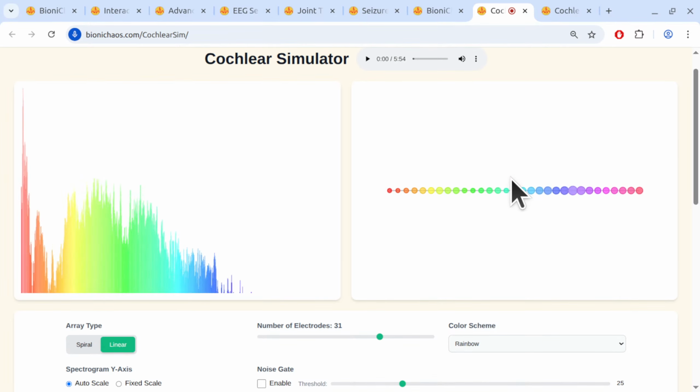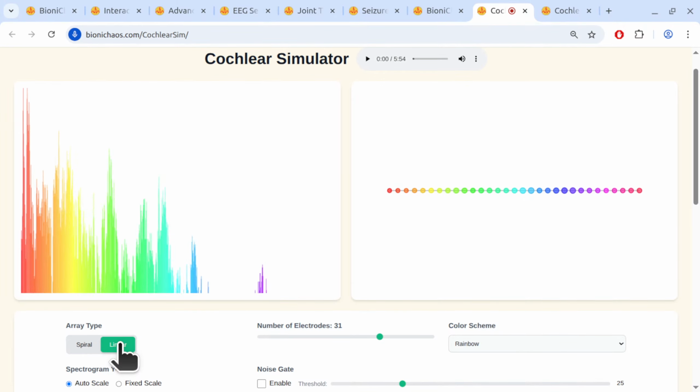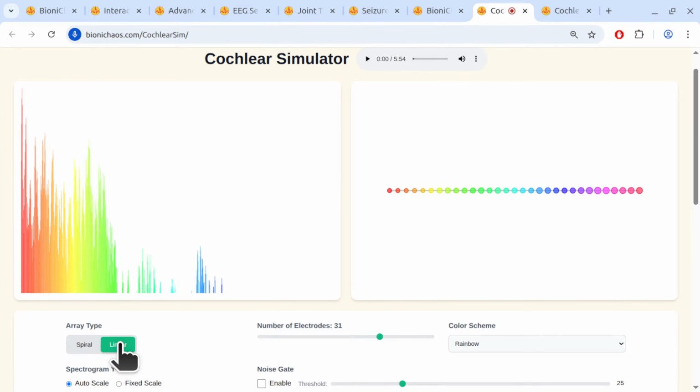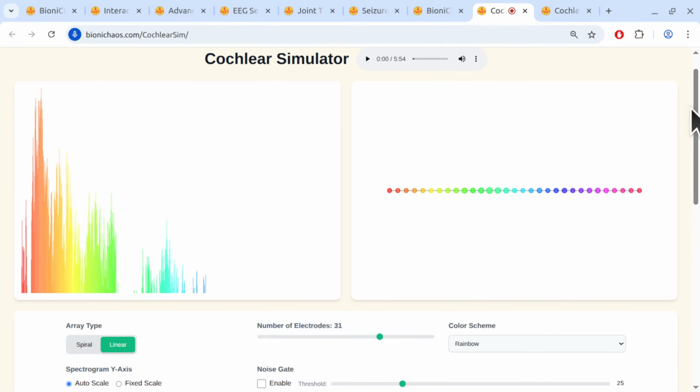The spiral representation mimics the natural shape of the cochlea, where different frequencies are processed at different points along its curve. The linear representation, on the other hand, shows the electrodes in a straight line, simplifying the visualization of their placement along the frequency range. Both represent the array of electrodes, but the spiral provides a more anatomically accurate view of how they interact with the cochlea.